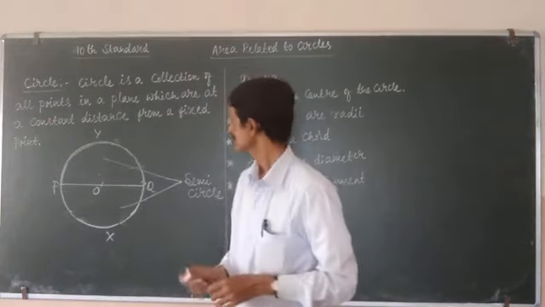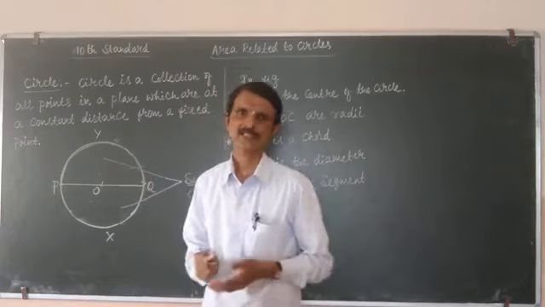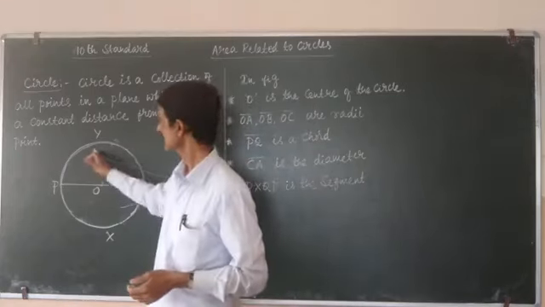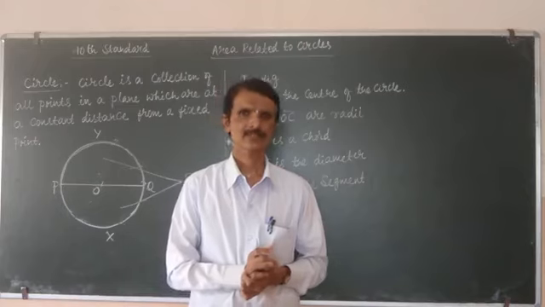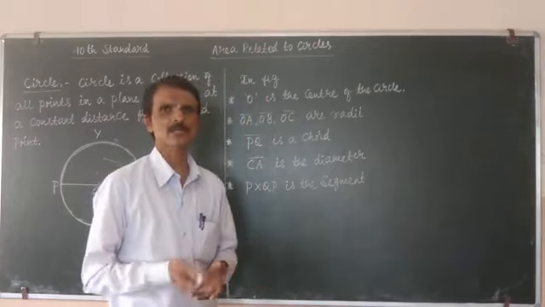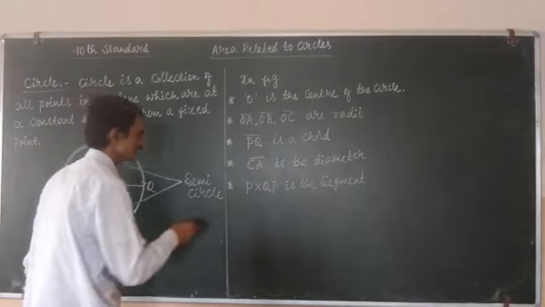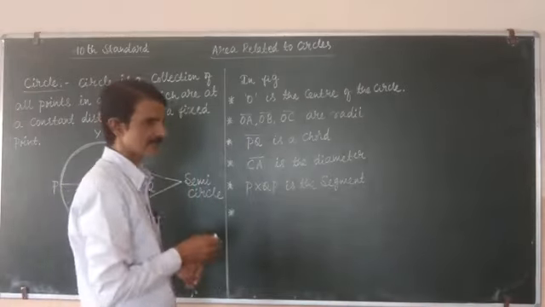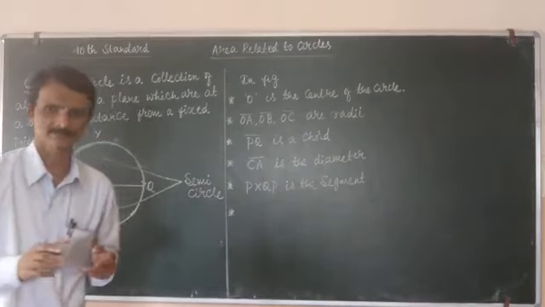And also the angles in the minor segment, major segment and the semicircle. If you measure the angle in the semicircle, it will be equal to 90 degrees. So now we shall see some of the formulas. Students, you know the formula to find the circumference of a circle.